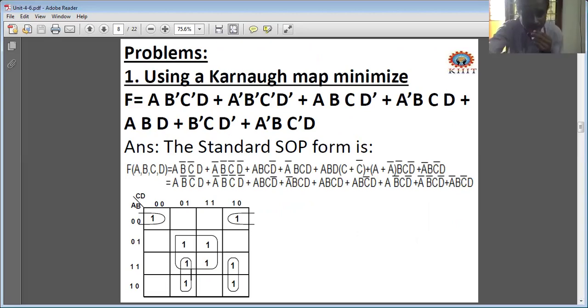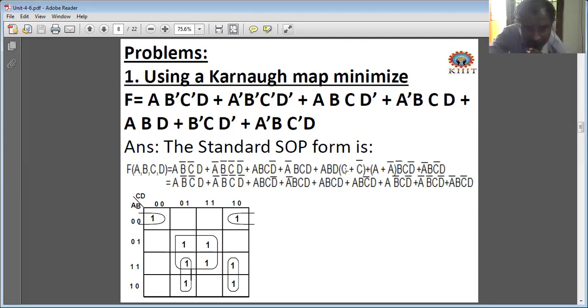The standard SOP form you write first. So the standard form is here, A B bar C bar D, no need to multiply any term. Here A bar B bar C bar D bar, no need. A B C D bar, no need. A bar B C D, no need. But here ABD means there is no C term. That's why you multiply with C plus C bar.